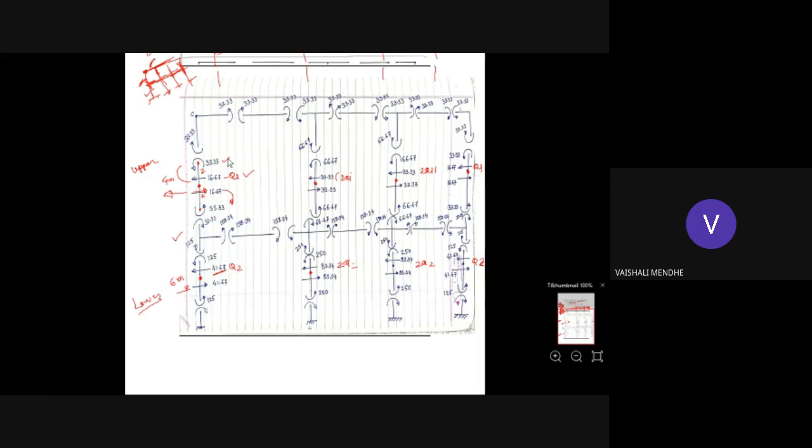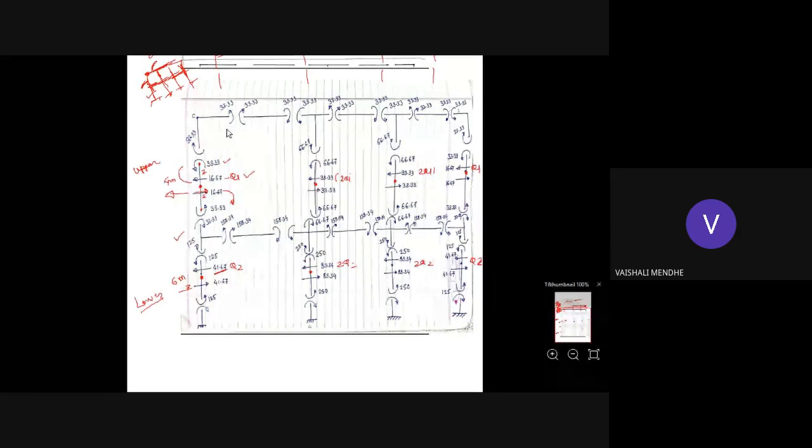from this column moment you have to calculate the beam moment. Okay, so the beam moment for the upper and the lower story. How will we get the beam moment? Again, you have to go for the calculation from the top corner joint to the right joint. First we will calculate for the upper one, then the lower one.